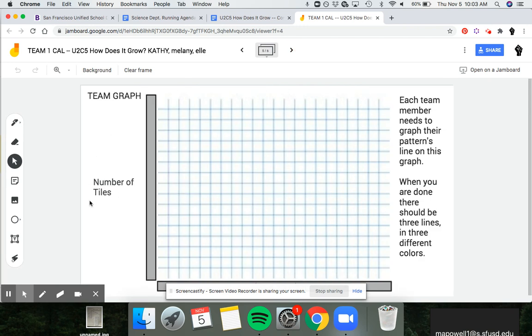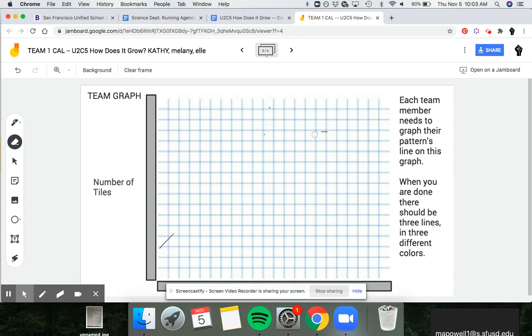So all groups need to graph their pattern on the same graph. So when you end today, you should have something that looks like this, right? 3 lines representing the 3 different patterns. Okay, so that's the first part of today, which is finishing what we did Monday.